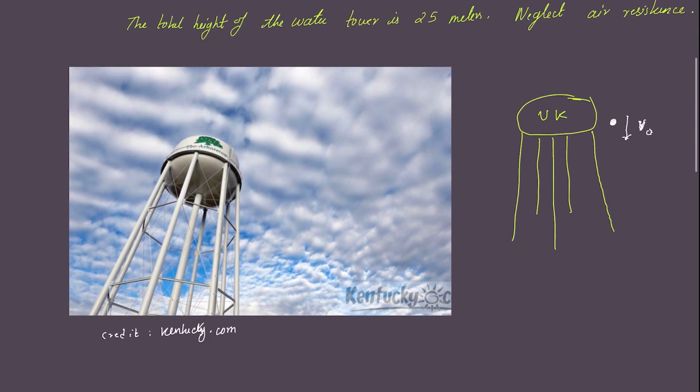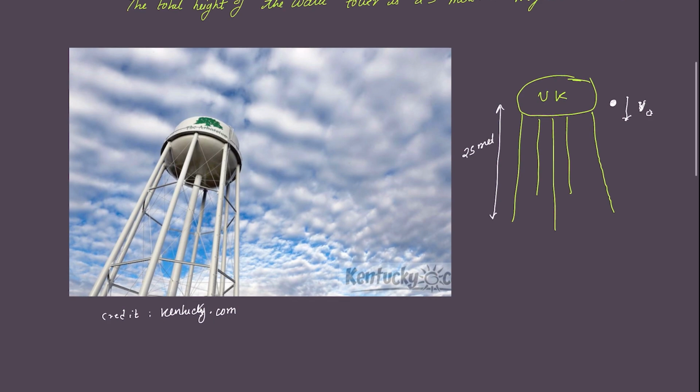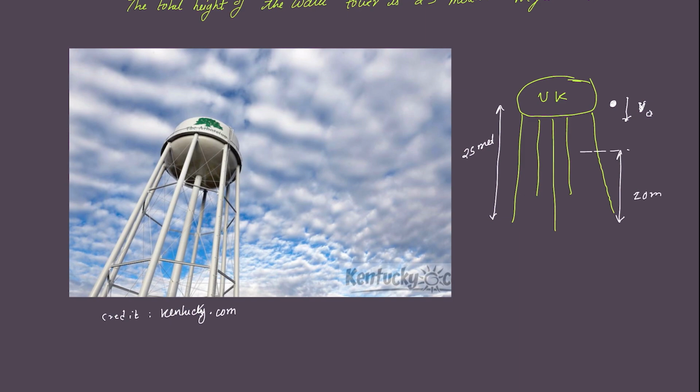The total height of the tower is 25 meters, and we need to figure out what is the velocity of the ball at the distance 20 meters from the ground. So let's say this is 20 meters, and it's going to be 5 meters from the top, right? Because 25 meters is the total height, and 20 meters above the ground means 5 meters from the top.